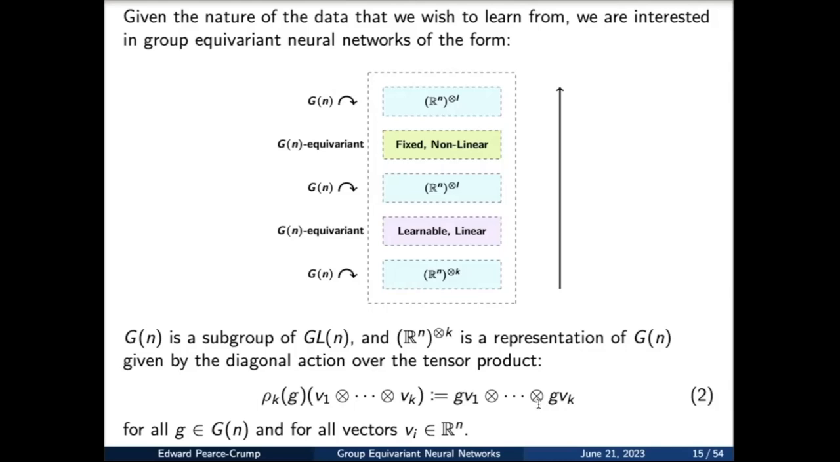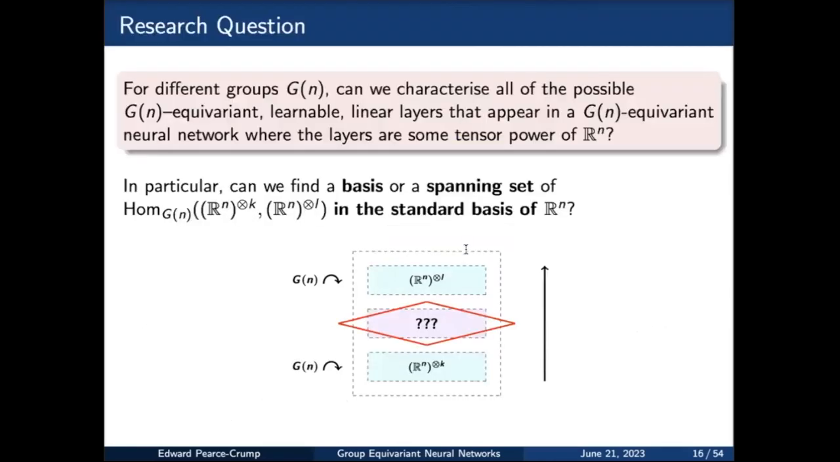And the key question that we're going to ask is really about these learnable linear layers. And the question is, can we characterize all of these possible G_n-equivariant learnable linear layers? So if we pick the standard basis, which is a natural coordinate system to pick, can we find a basis or a spanning set for this Hom_{G_n} space, right? Because if we can find that, we can take linear combinations of those basis or spanning set elements, and the coefficients will be our weights that we can optimize. And throughout, this is the entire question that we're going to look at.